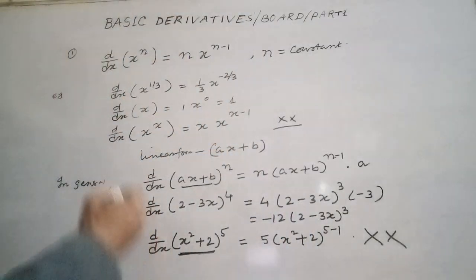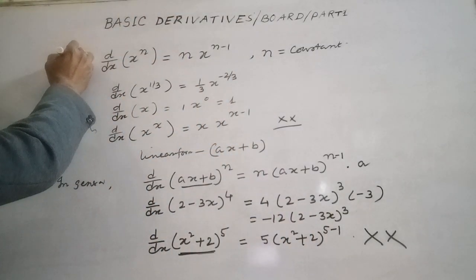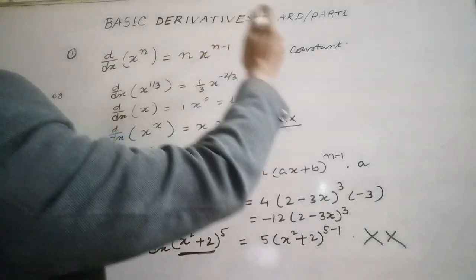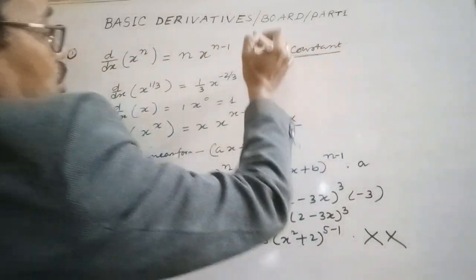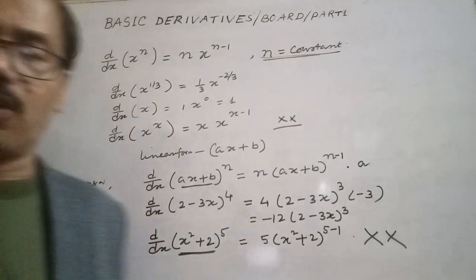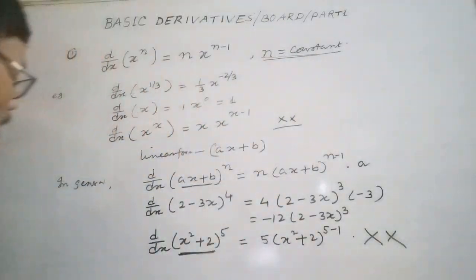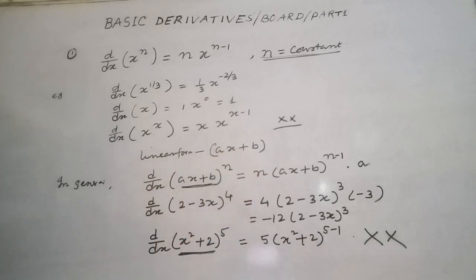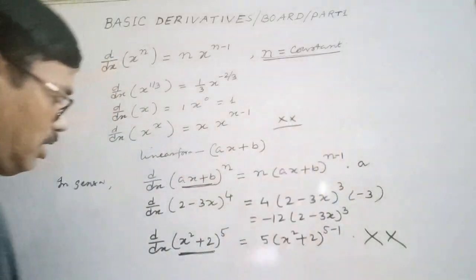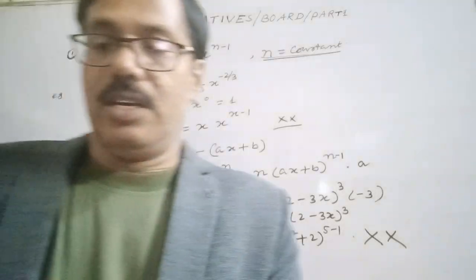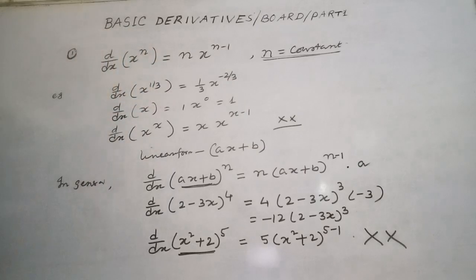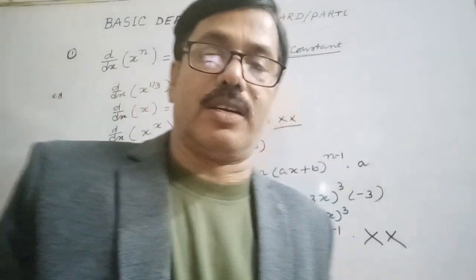So basic derivatives, first result: d dx of x to the power n is n into x to the power n minus 1. See the restriction, n equals a constant. And in general, d dx of (ax plus b) whole to the power n equals this. So you can use this formula when the argument is linear and the power is constant.